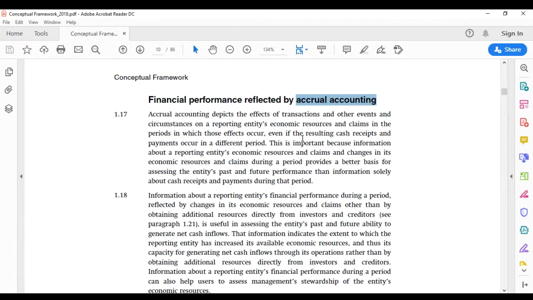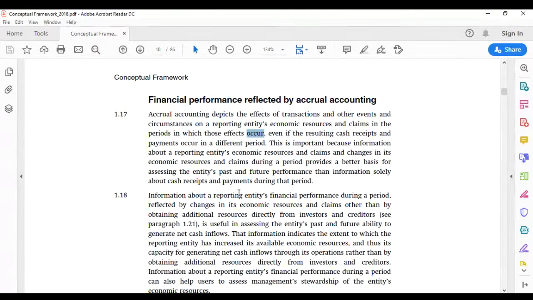Statement of cash flow, slightly different animal. That is why it has got its own international accounting standard, IAS 7. So let us just read the first part of this paragraph 1.17, and then we're going to discuss it. They say accrual accounting depicts the effects of transactions and other events and circumstances on a reporting entity's economic resources and the claims in the periods in which those effects occur. Another word for occur is happen or take place.